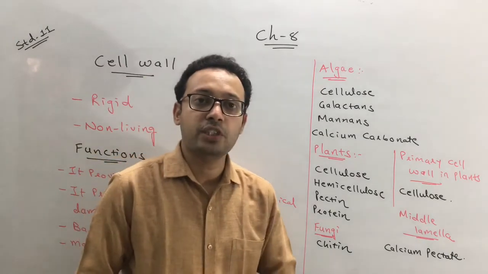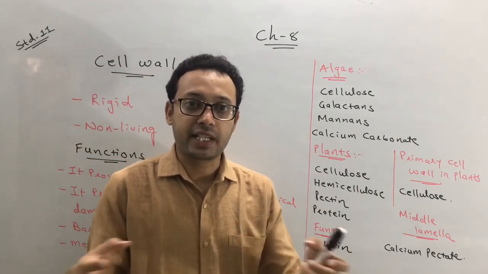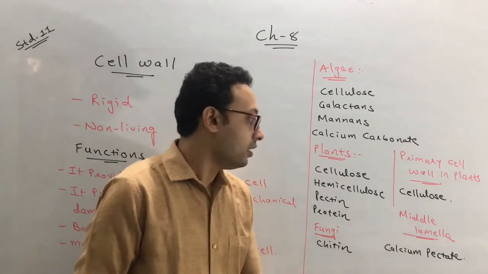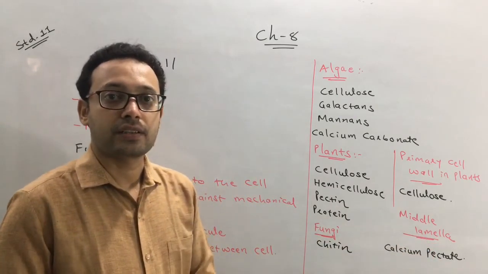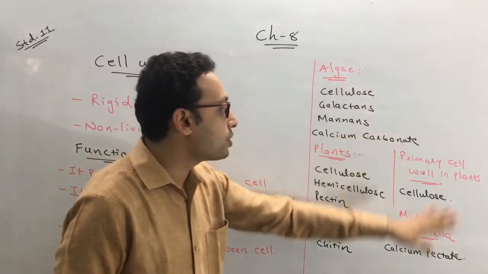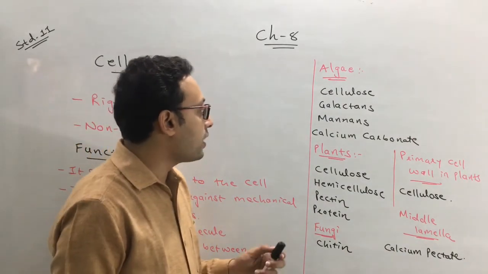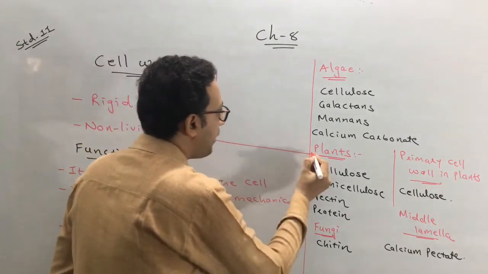What is the function of this middle lamella? The middle lamella acts as a glue which connects or joins neighboring cells. So this is the middle lamella, and it is made up of calcium pectate. These are the compositions of the cell wall. Now, apart from that, I will write what the plant cell contains.